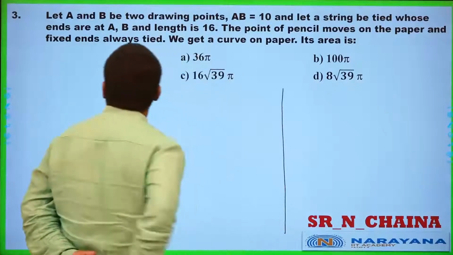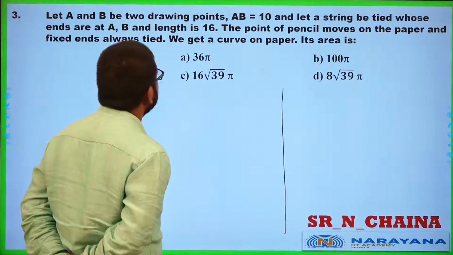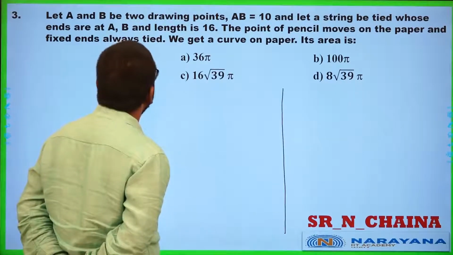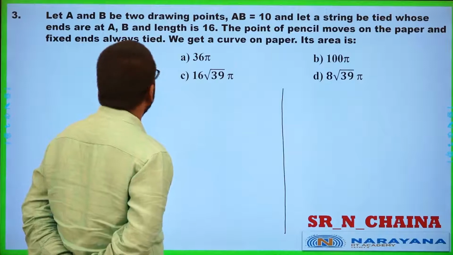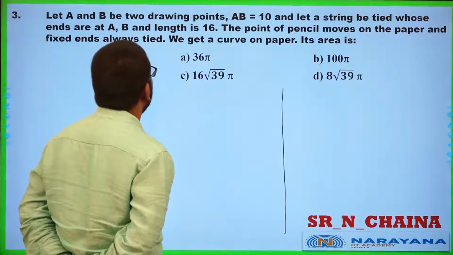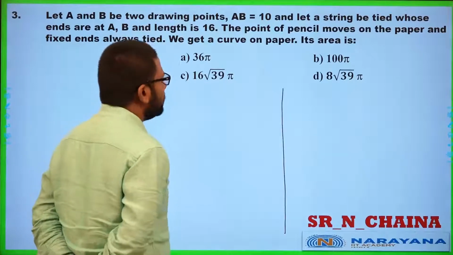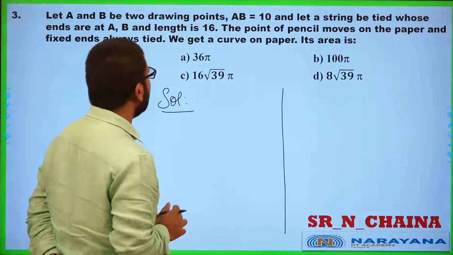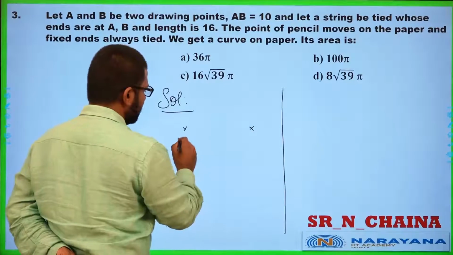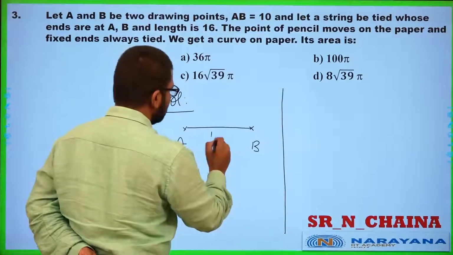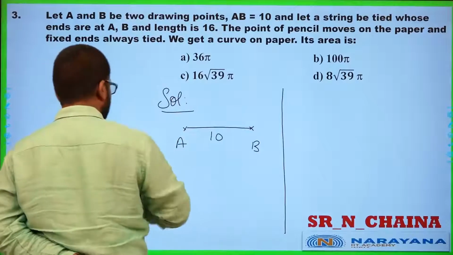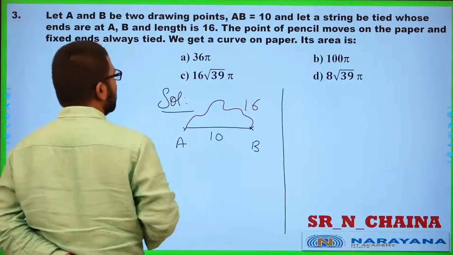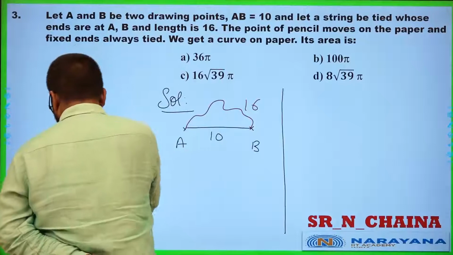Alright, so let A and B be two drawing points such that AB is 10, and let a string be tied whose ends are at A and B and length is 16. The point of the pencil moves on the paper and the fixed ends are always tied. We get a curve on the paper, its area is what? Okay, so first of all we don't know which curve this is, right? All we know is that there are two fixed points A and B, such that the distance AB is 10, and there is a string such that the length of the string is 16. Then the point of the pencil moves on the paper, right?